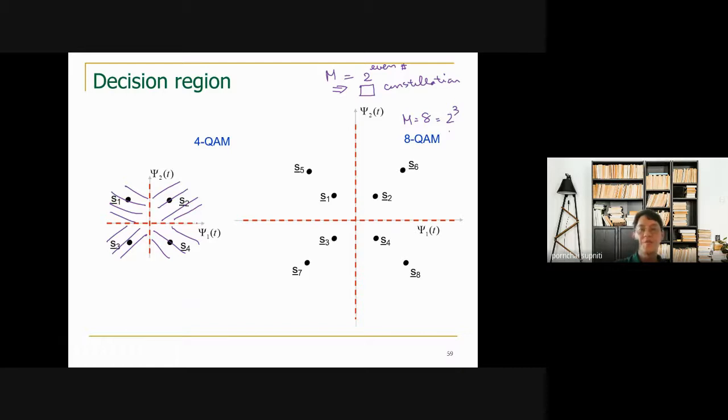For this type of QAM, you will not have an exactly rectangular constellation. You have a more, I don't know, jagged rectangular constellation. Okay, so let's take a look here. In order to determine the decision region, we have to connect the lines first between neighboring symbols. So these are the connecting lines.